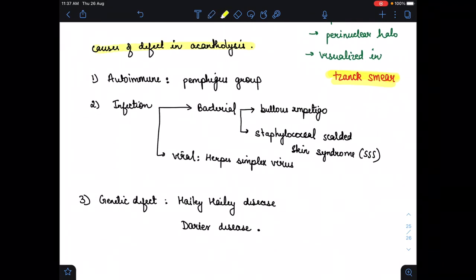So the causes of defect in acantholysis were: first autoimmune, then infection, or a genetic defect. In infections, the causes are bacterial or viral. In the bacterial type, it is due to bullous impetigo or staphylococcal scalded skin syndrome, and the viral cause is the herpes simplex virus. And the genetic defect of acantholysis is Hailey-Hailey disease or Darier disease.